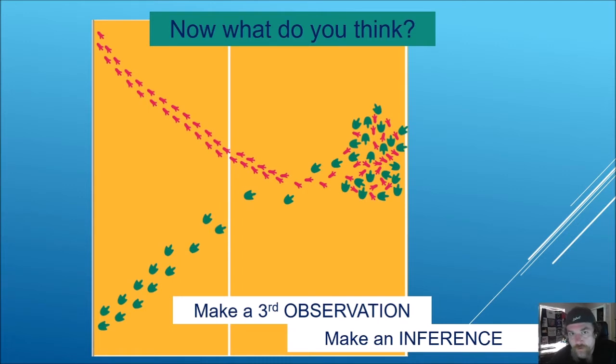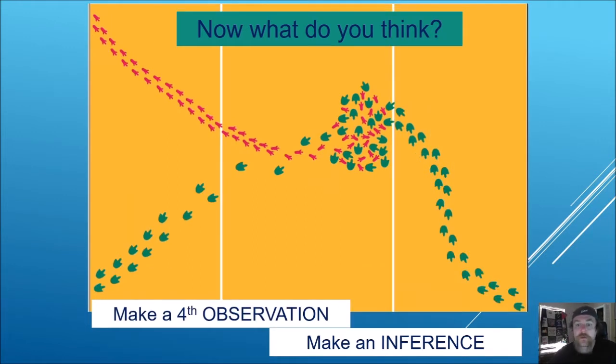I'm going to show you one more little tile, and I want you to make a 4th observation and another inference. So there's some more for you to look at. I want you to write down what you are seeing, and then I want you to make a final inference.